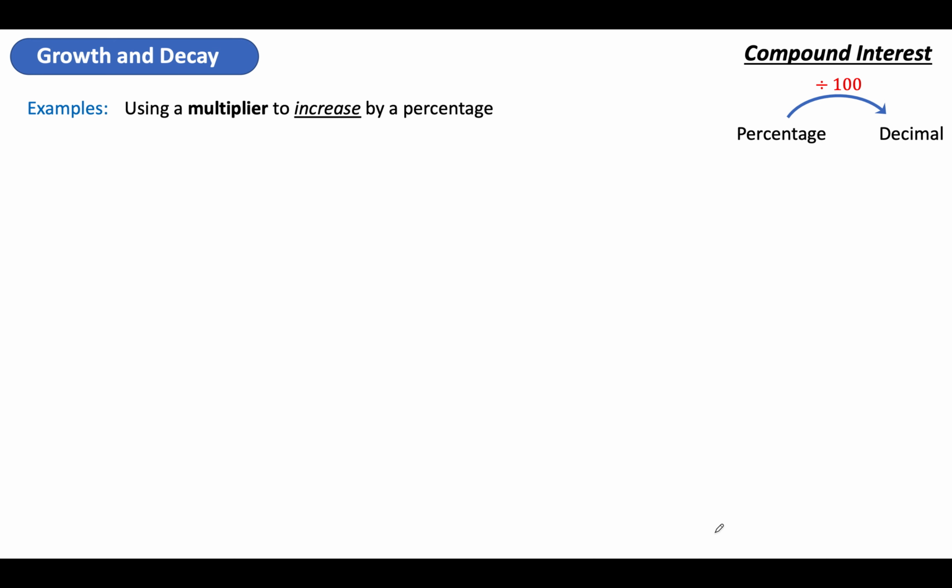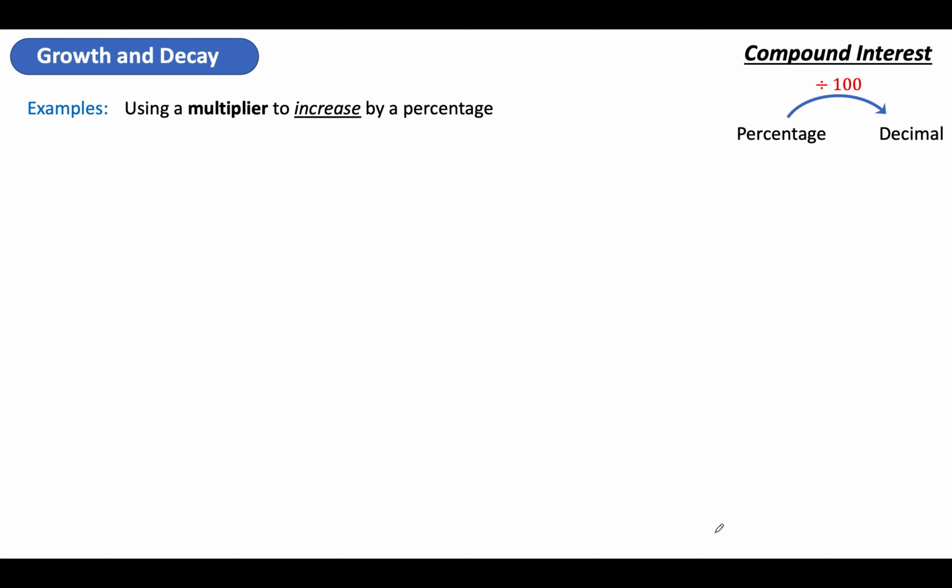Right, so if I'm increasing by 5%, I start with 100%, and I'm going to add on 5%. There we go. And I get 105%. Now, turn it into a multiplier. So divide by 100, and you get 1.05. Okay, so if I take my amount, my 2,500, and I times it by 1.05, I will increase it by 5%. Okay? And that will be my amount for the first year.